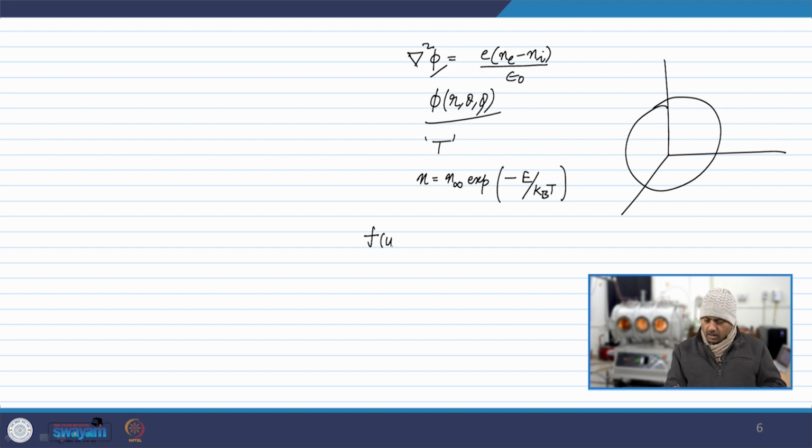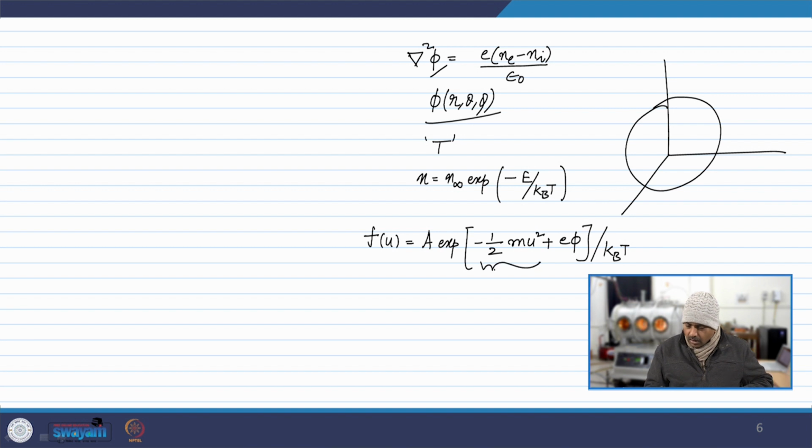So you can use it to write the function f(u), which is A exponential of minus (half m u squared plus e phi) divided by kBT. You see this? This is the kinetic energy. The electron has its kinetic energy by virtue of its temperature. Fine. Now this additional energy e phi, when you are accelerating a charged particle with a potential V, the energy that it gains is eV. We know this, right? So I have used the same e phi. I'm calling the potential phi instead of V, right.